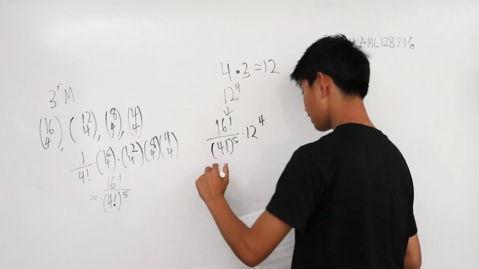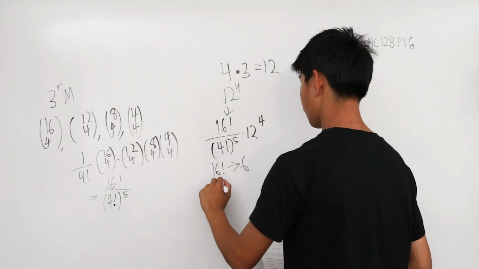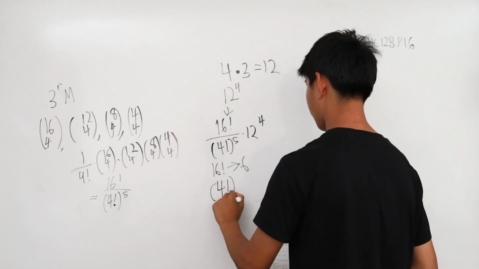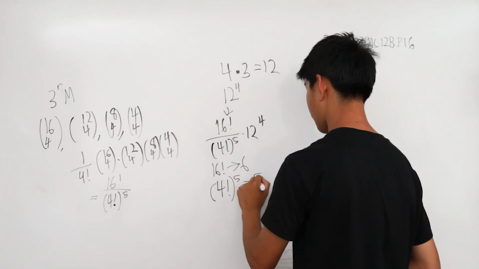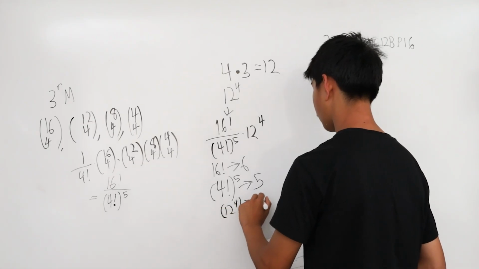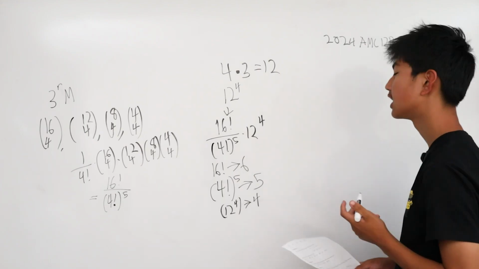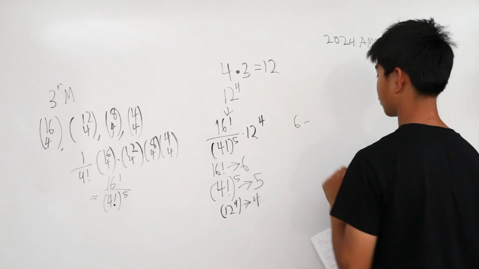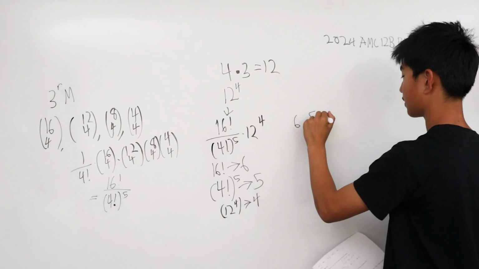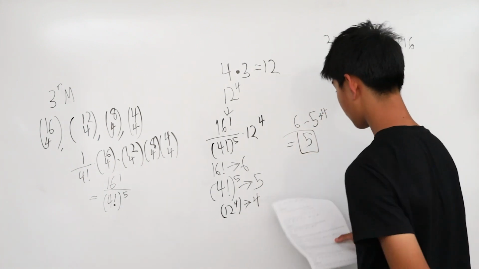So 16 factorial has 6 powers of 3. 4 factorial to the power of 5 has 5, and 12 to the power of 4 has 4. So since 4 factorial to the power of 5 is in the denominator, we subtract that, so we do 6 minus 5 plus 4, and this is going to give us our answer of 5, and we are done.